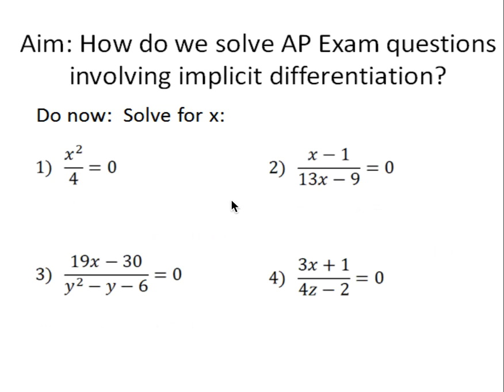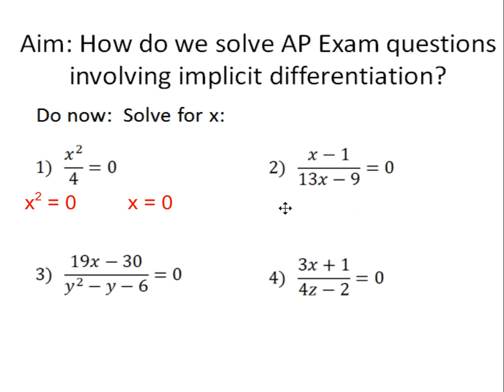Okay, for the do now, you're asked to solve for x. And if you look at every equation, we have a fraction set equal to 0. And if you remember, setting a fraction equal to 0 means you're setting the numerator equal to 0. So for number 1, you're going to set x squared equal to 0. And that would mean x would equal 0.